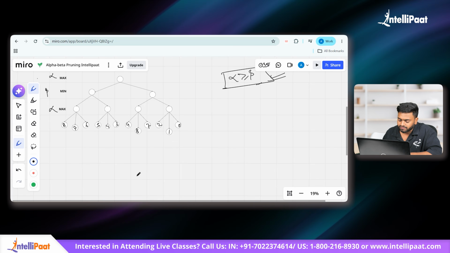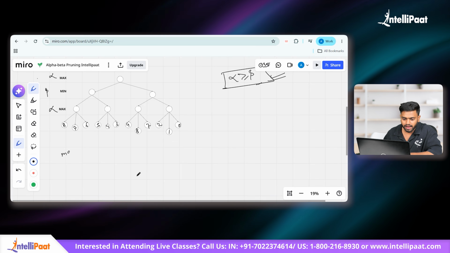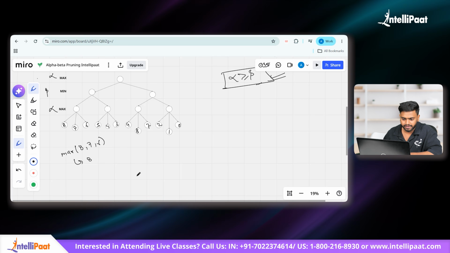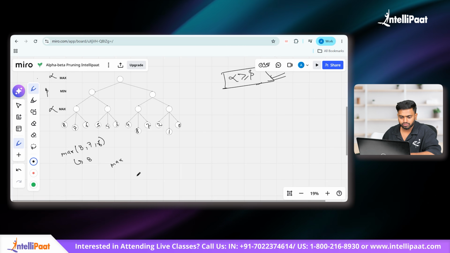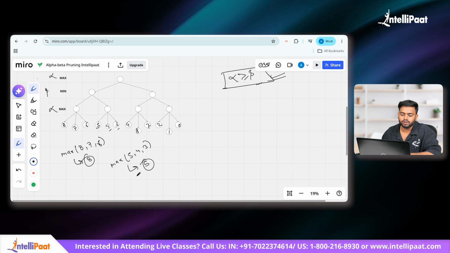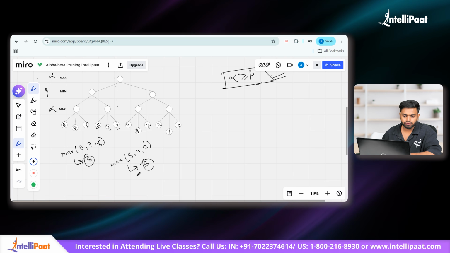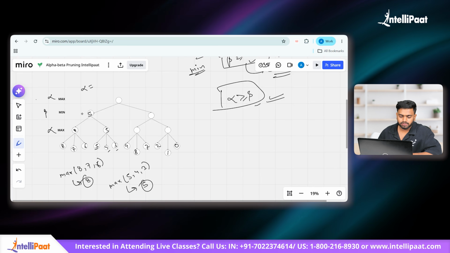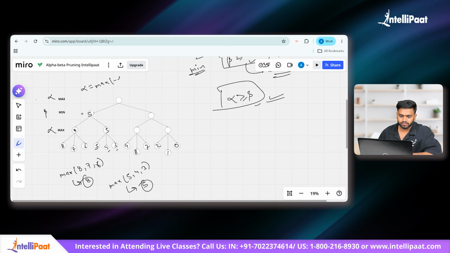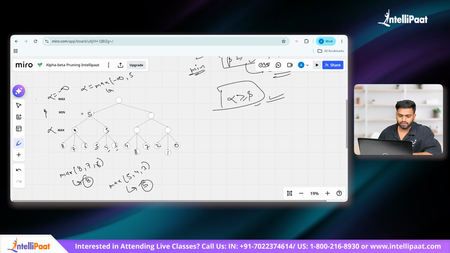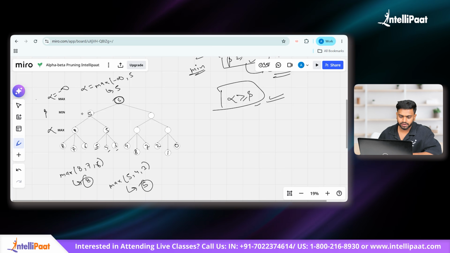So we first evaluate the left subtree. The first max node returns max of 8, 7 and 6. So this gives the value to be 8. So we'll just do it for the second node. So the max of 5, 4 and 3 comes out to be 5. So now we have the values 8 and 5 for this left subtree. So we'll keep 8 over here, 5 over here. So now the value of alpha becomes alpha is equal to max of minus infinity and 5 because the initial value of alpha is minus infinity. So the value of alpha becomes 5. So we have 5 over here as the value of alpha.